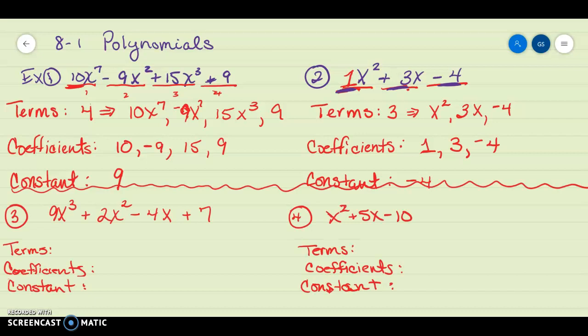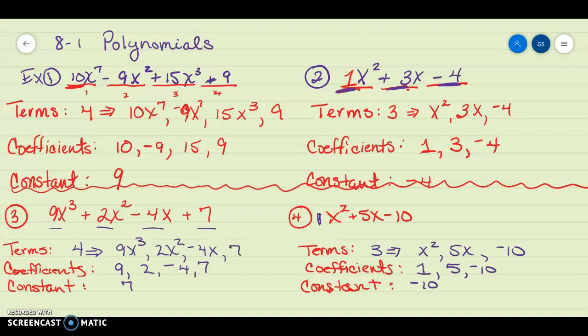I've put up 2 problems for you to try on your own. You're going to write each problem, name how many terms there are and what the terms are, and name the coefficients and the constant for each of them. So hit pause and work on those. I'll have answers for you when you come back.